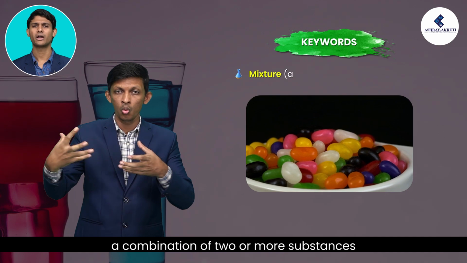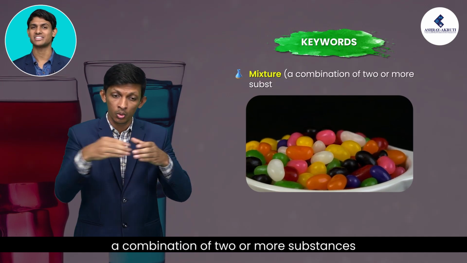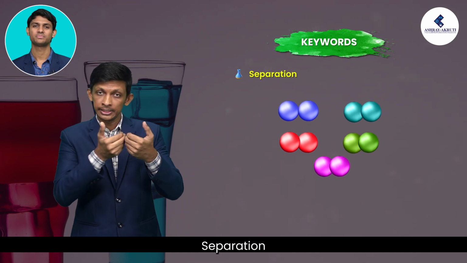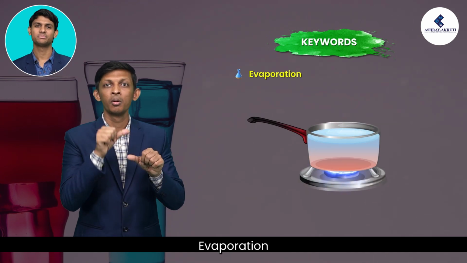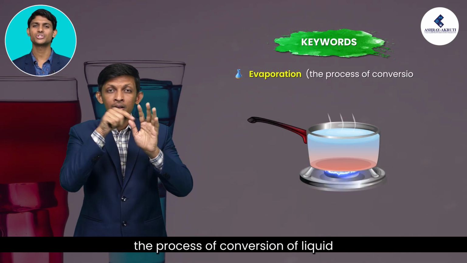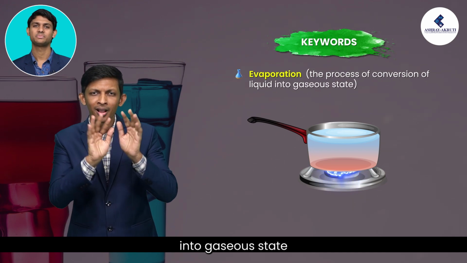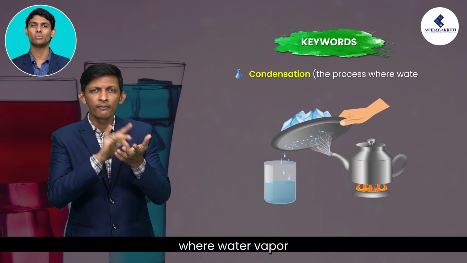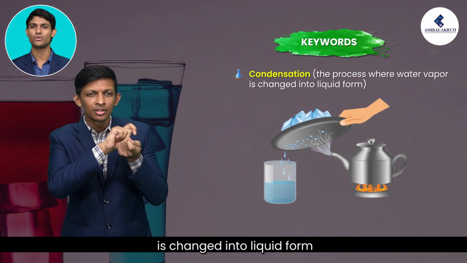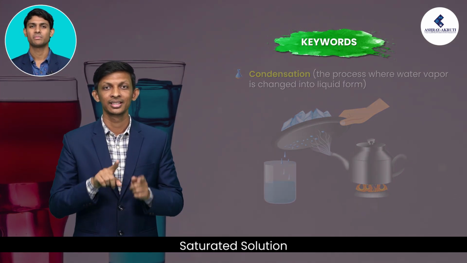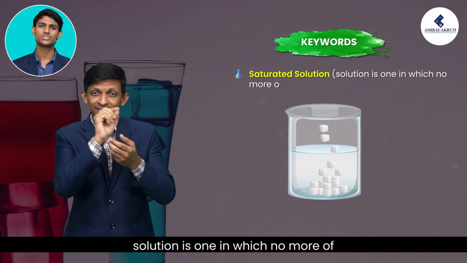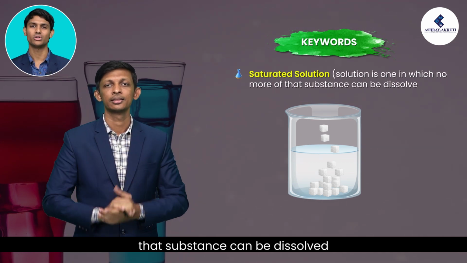Keywords: mixture, a combination of two or more substances. Separation. Evaporation, the process of conversion of liquid into gaseous state. Condensation, the process where water vapor is changed into liquid form. Saturated solution, a solution in which no more of that substance can be dissolved.